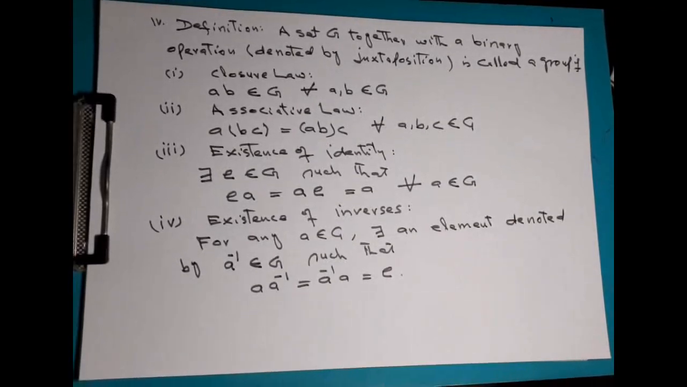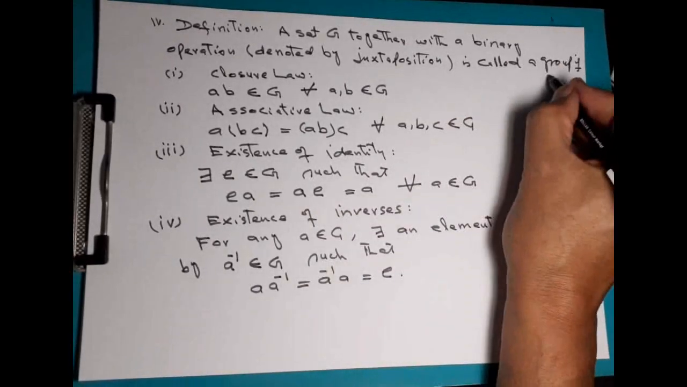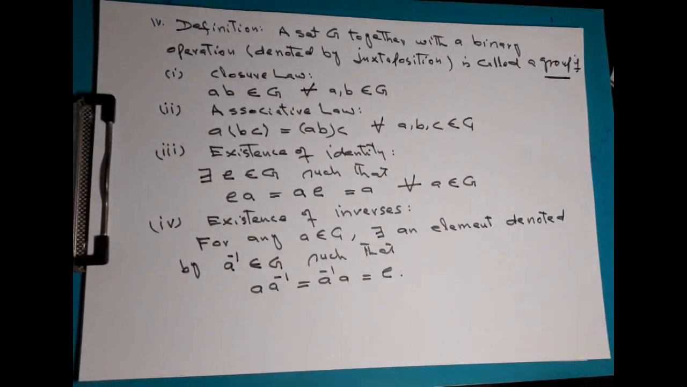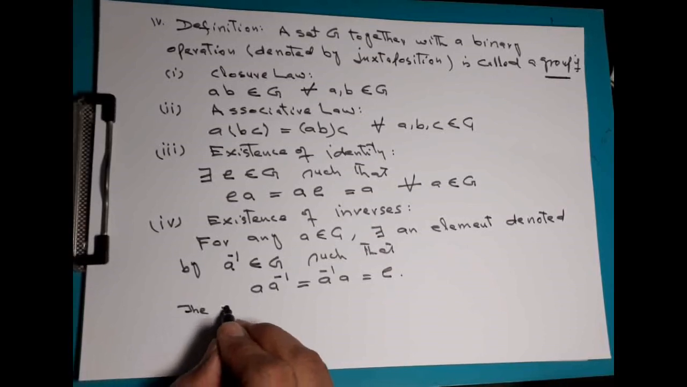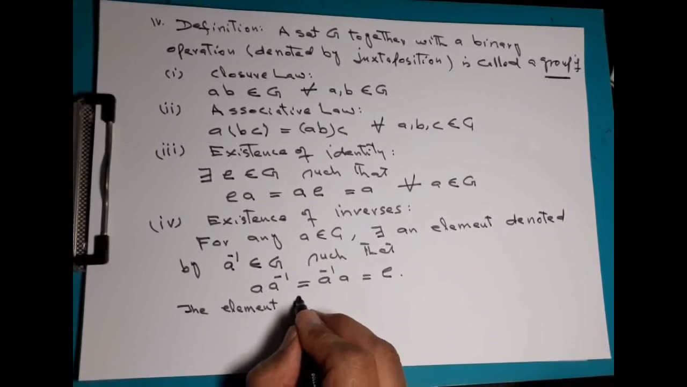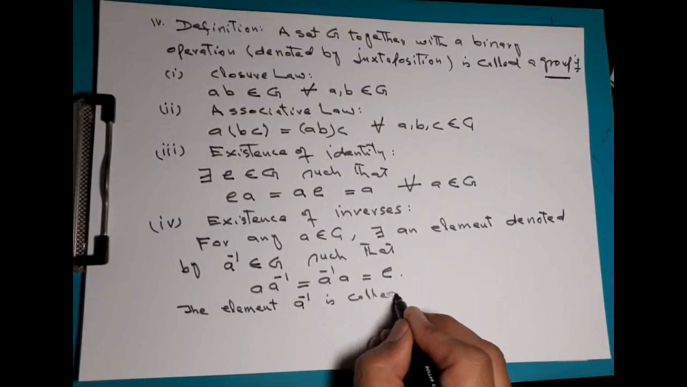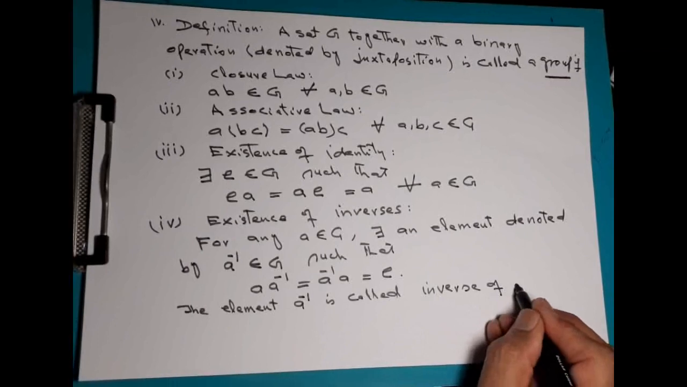So if the set G has a binary operation and all these conditions are satisfied, then that set G is called a group under that particular binary operation. And let me write that this particular element A minus 1 is called the inverse of A.